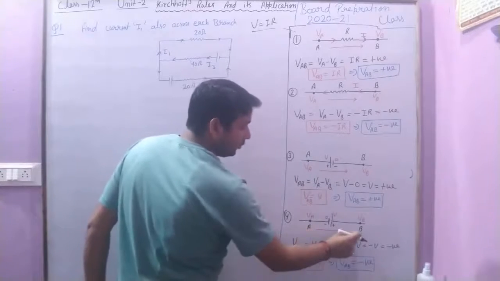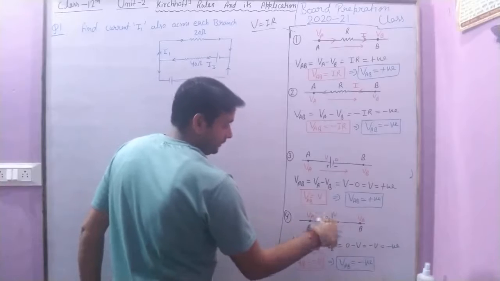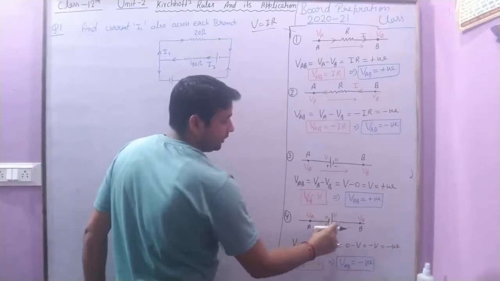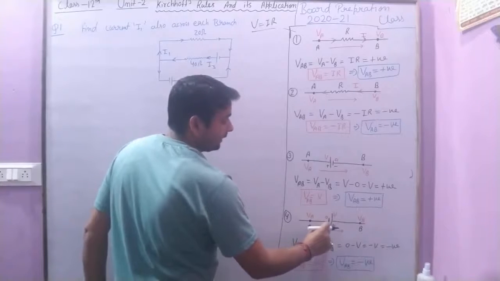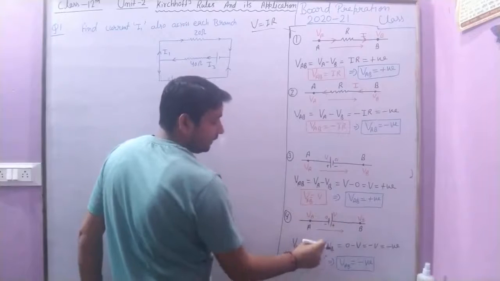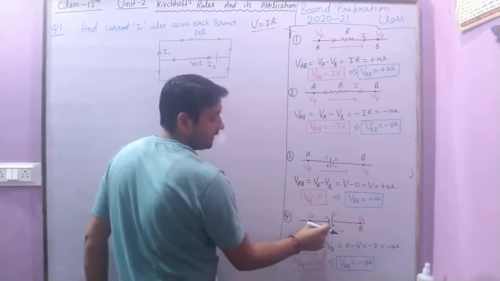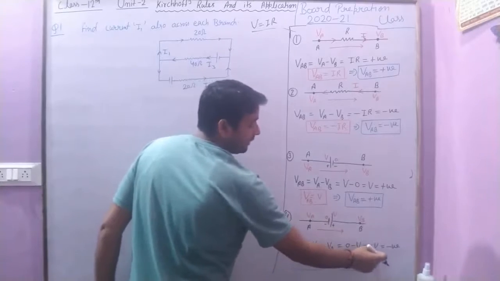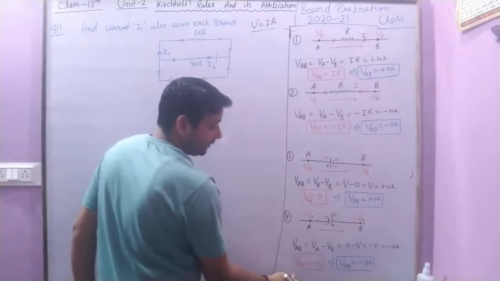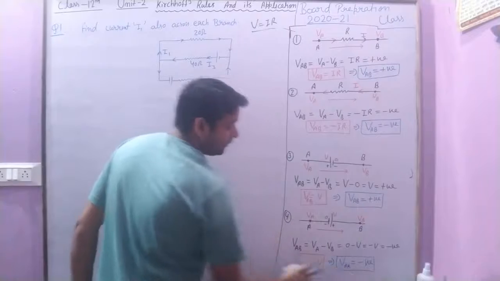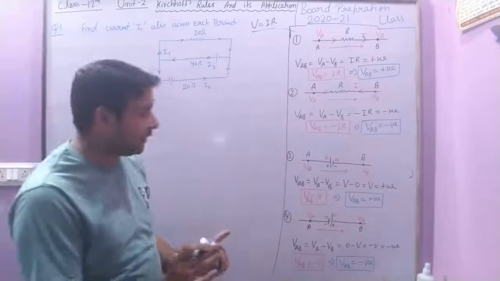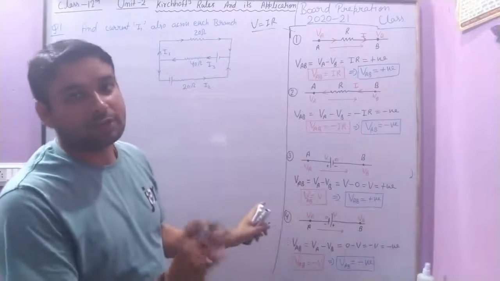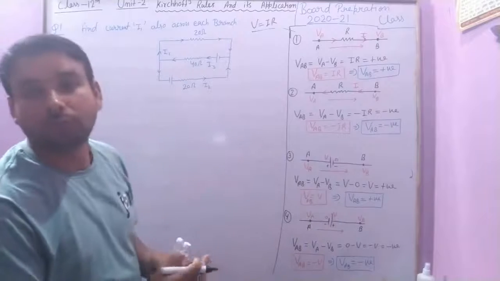In the second case, we move from A to B, but this time we jump from the negative terminal to the positive terminal. Then VA minus VB, where VA is the negative terminal at 0 potential and VB is the positive terminal at potential V, so this would be negative. In this way VAB is negative. This is a very important basic concept. Just write it down and practice with it on different numericals of Kirchhoff's law.